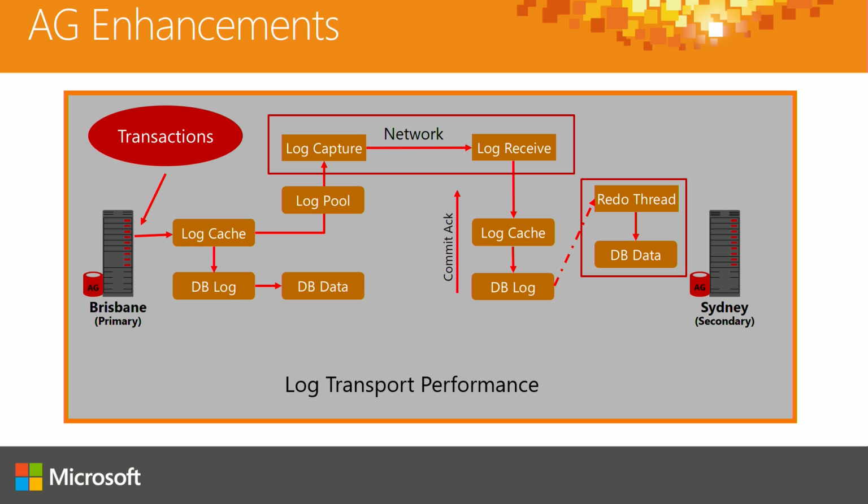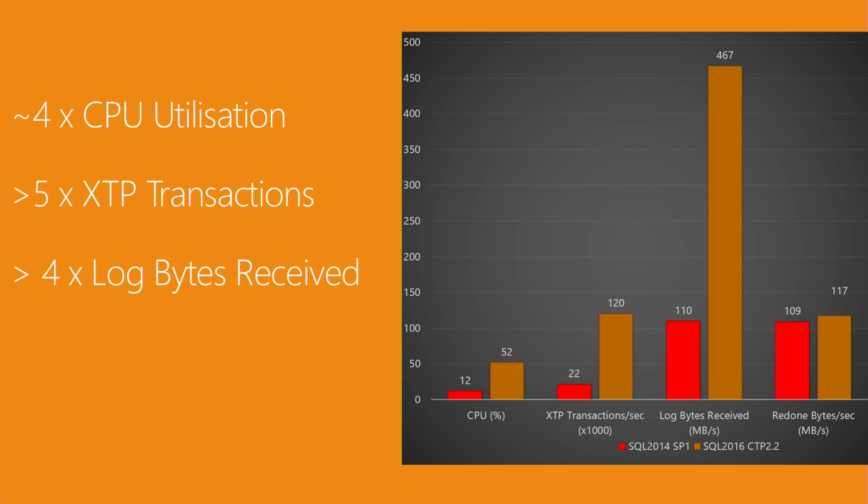Also, the redo thread was lagging. So they've changed the way that the redo happens. It's now multi-threaded so that it can keep up with the throughput that is being passed through, okay? So my good friend Jimmy May, who works at Fusion, gave me this graph. You can see here, log bytes received, huge increase, okay? This is testing that the Fusion guys did, taking a system, hammering it, seeing what can go through. So it improves the performance of your environment.